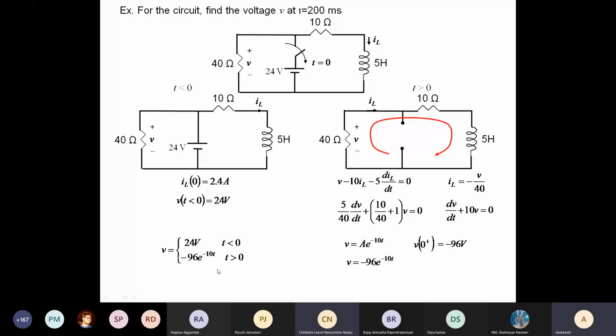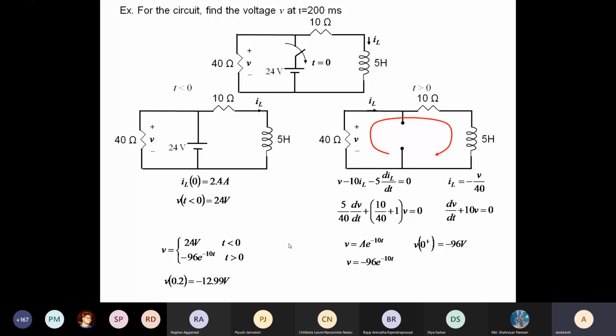T greater than 0. If you substitute 200 milliseconds here, you first have to convert it to seconds: 200 into 10 to the power minus 3 seconds. Substitute this here and you get the value of the voltage. So that 0.2 means basically 0.2 seconds. The 200 milliseconds is 0.2 seconds. If you substitute this, you will get this. This is the voltage. So that is the question.